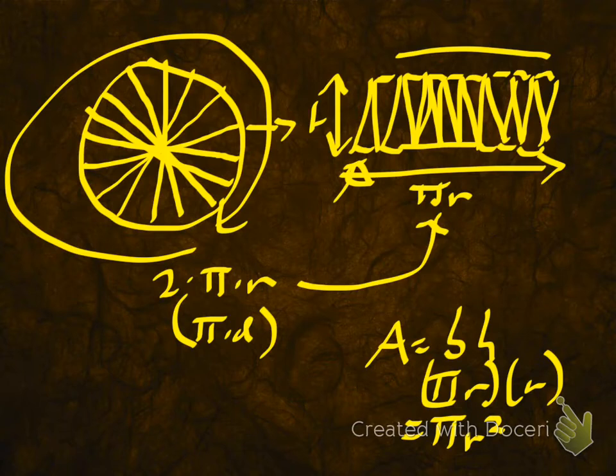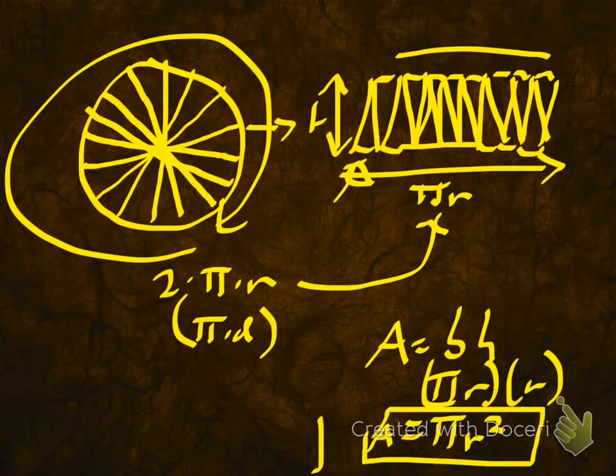So this formula works. And now you could think of it 2 ways. You could think of it as this is where the formula came from, or you could think of it as this is the actual formula. So area is equal to pi r squared. Now, unfortunately, that's kind of the exciting part.